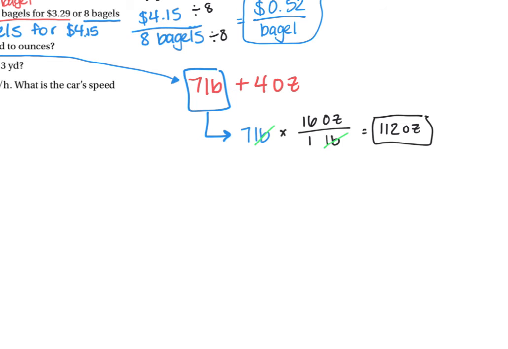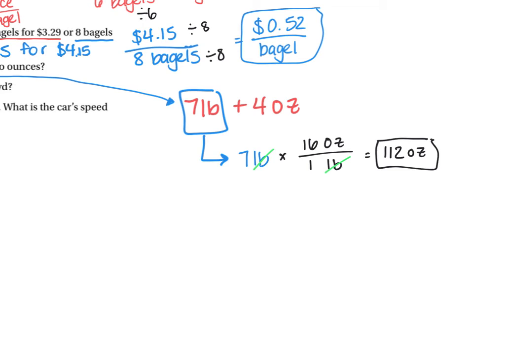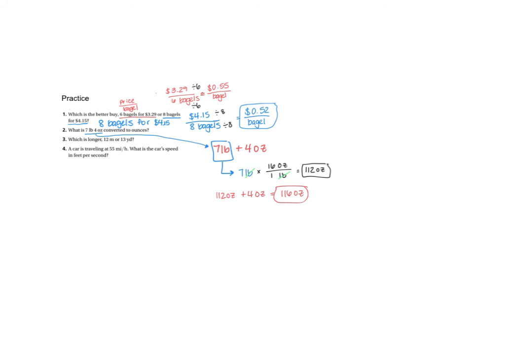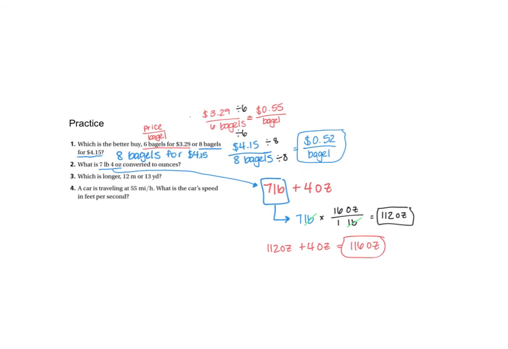Remember, we have to add that back with the 4 ounces we had to start with. So we're going to rewrite this as 112 ounces plus the 4 to begin with, and that will give us 116 ounces in total. So that 7 pounds and 4 ounces converts to 116 ounces.